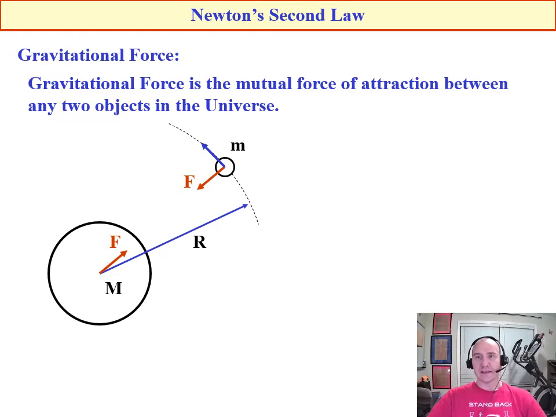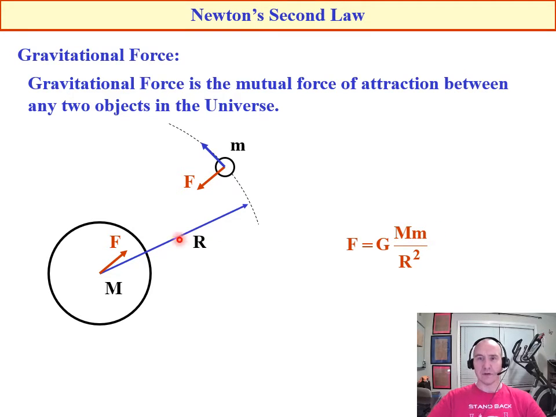One of the misconceptions is that the smaller mass experiences a smaller force. That's not true. The amount of force is the same on both objects because of Newton's third law, that every force has an equal and opposite force. So this is our equation: the force of gravity is equal to the gravitational constant times the large mass times the small mass, divided by the distance between the two squared.